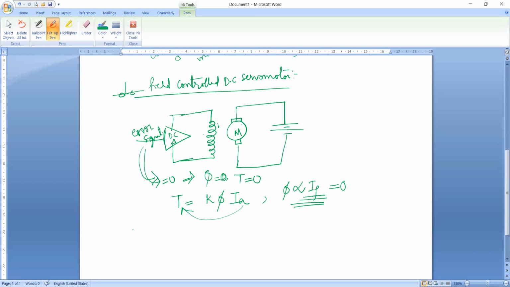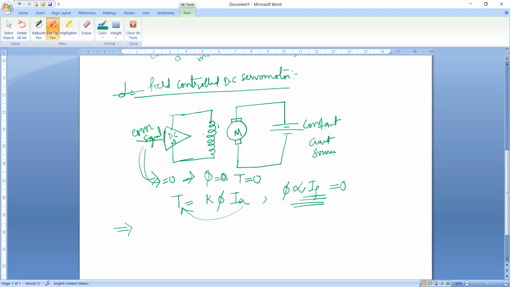Next, in the second case, when the armature is being supplied with a constant current source, the torque developed would be directly proportional to the field flux, that is, the field current, up to the saturation point.